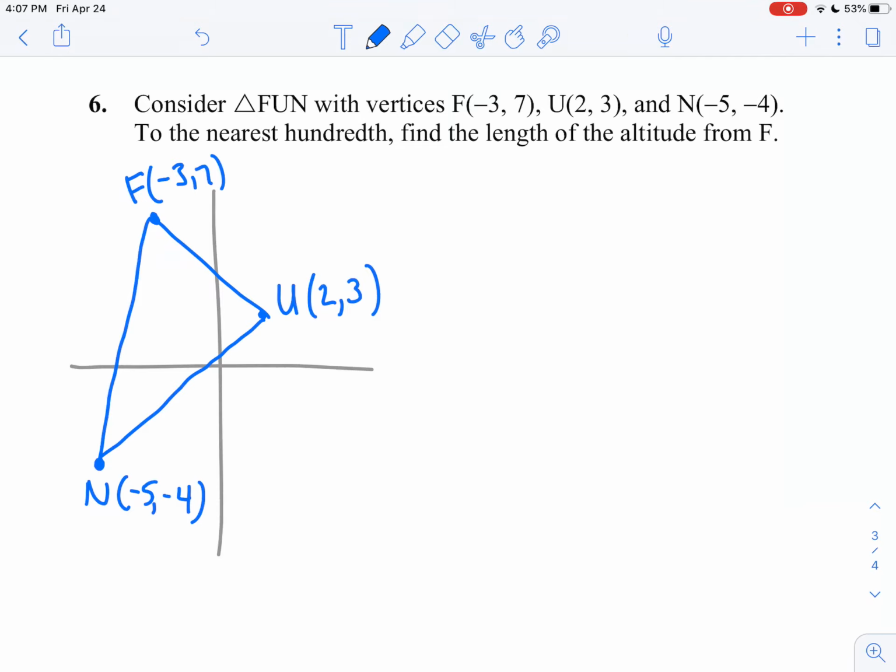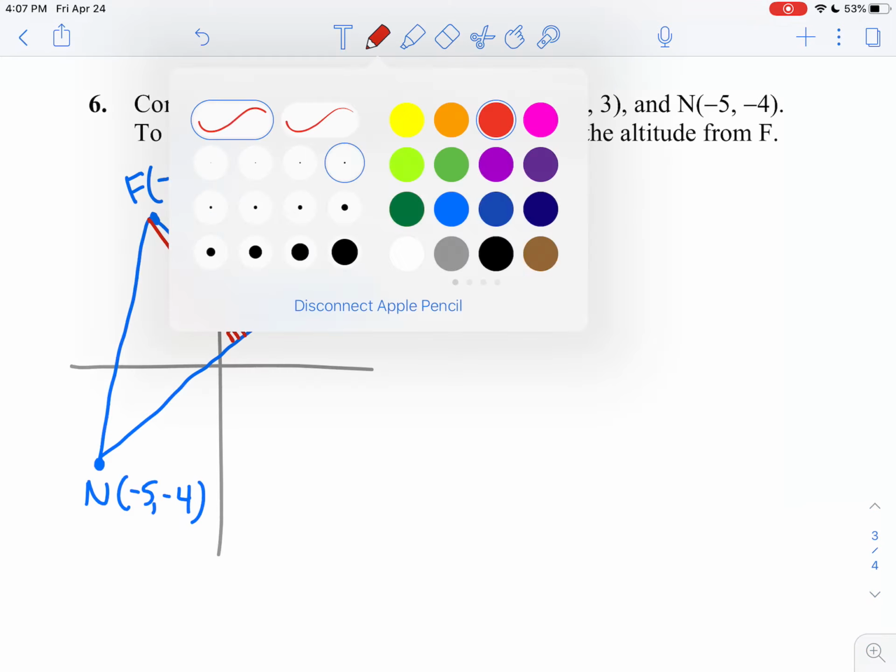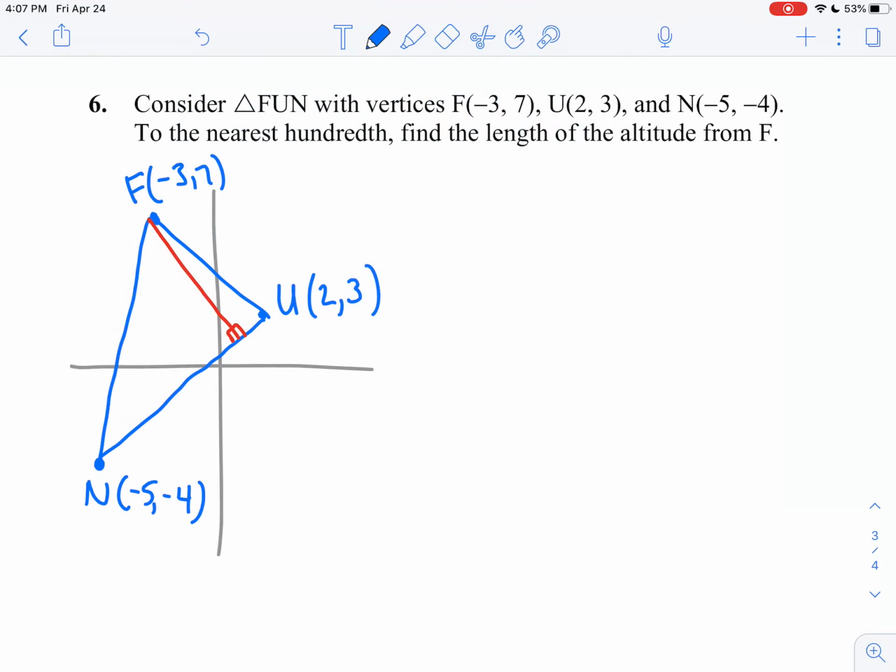So here we go. I guess we'll switch colors. You know that an altitude starts at a vertex and then is perpendicular to the opposite side. Medians are nice because we know they connect to a midpoint, but right now we do not know where the altitude even touches segment UN. So this is where our work from yesterday is going to pay off. I'll stay blue to write the equation of segment UN.